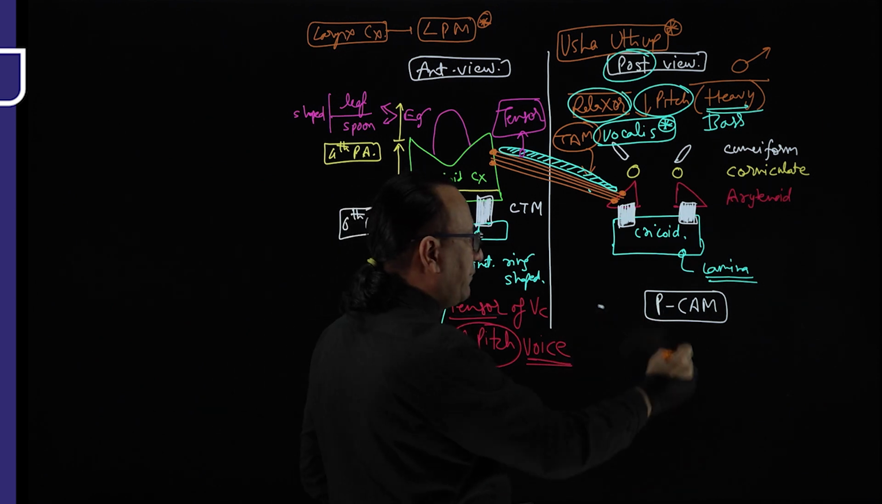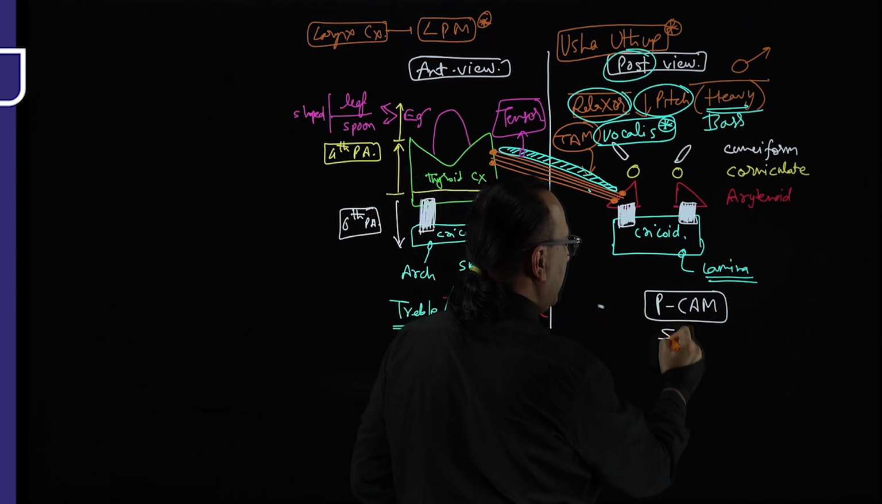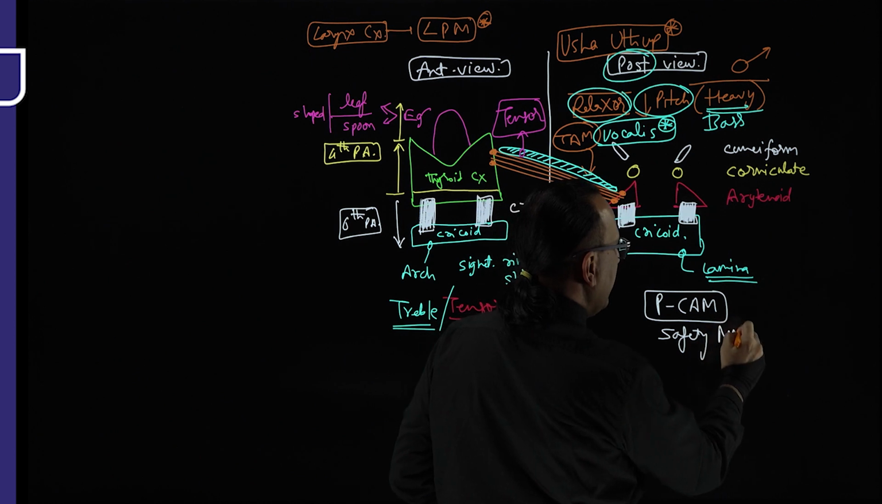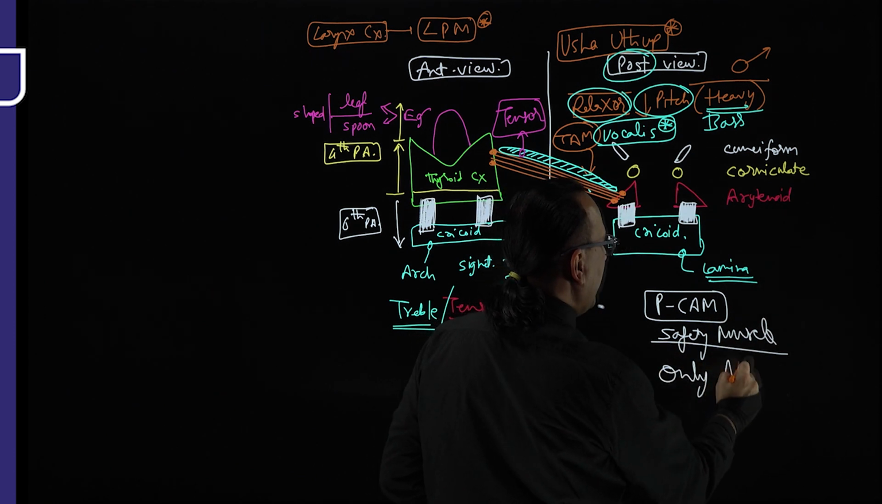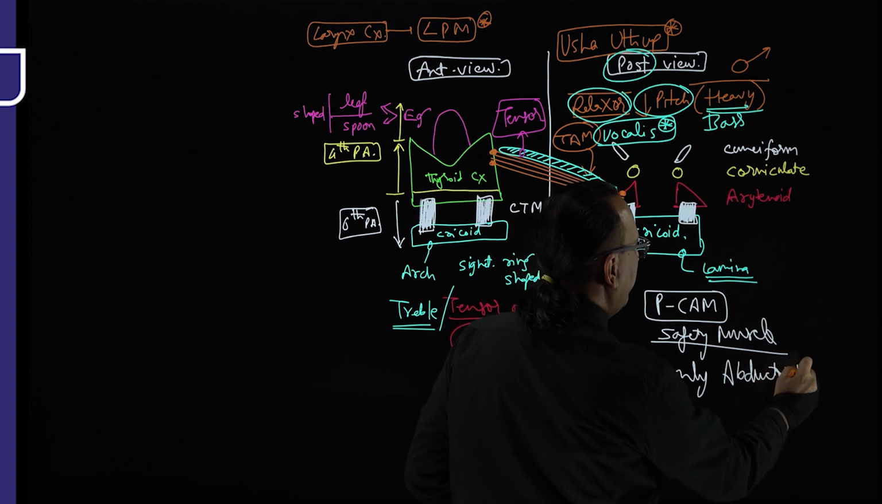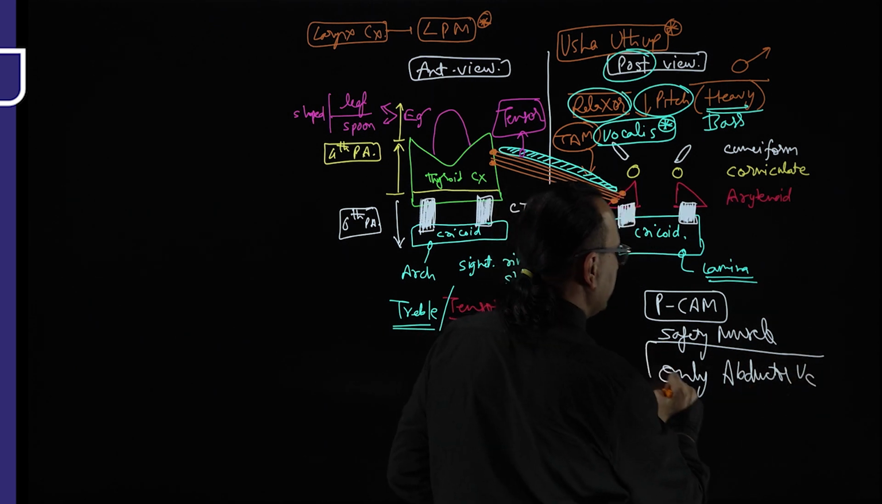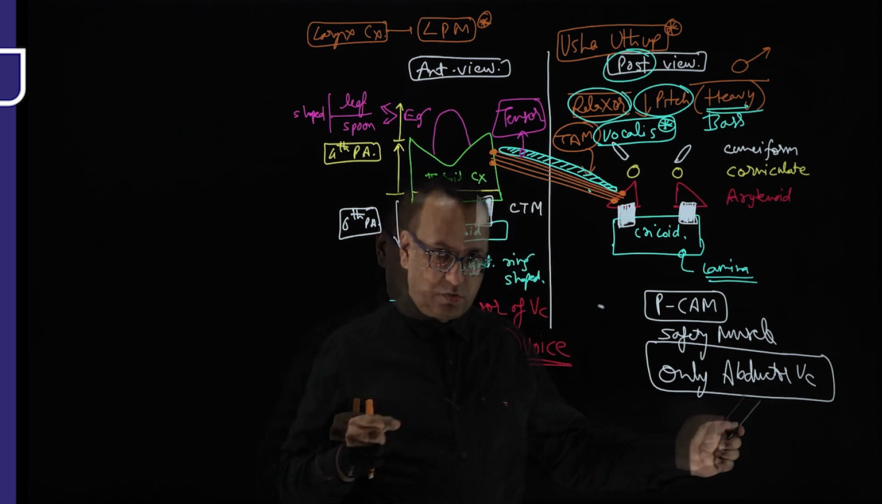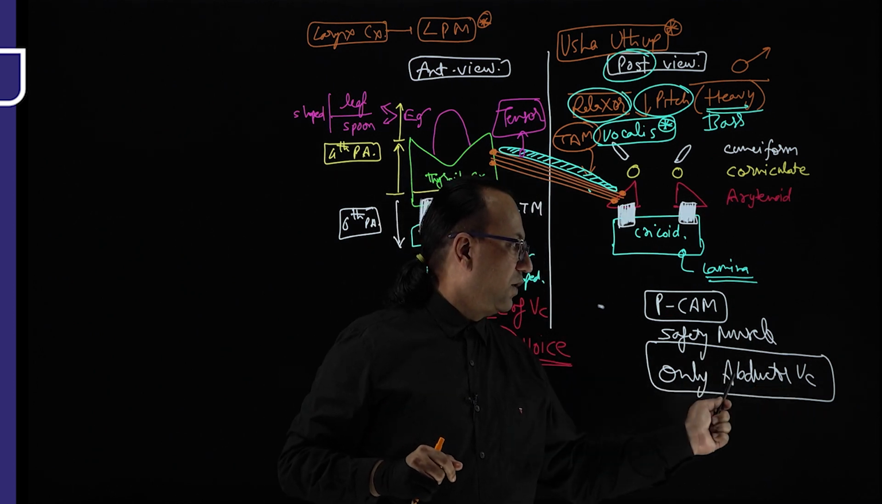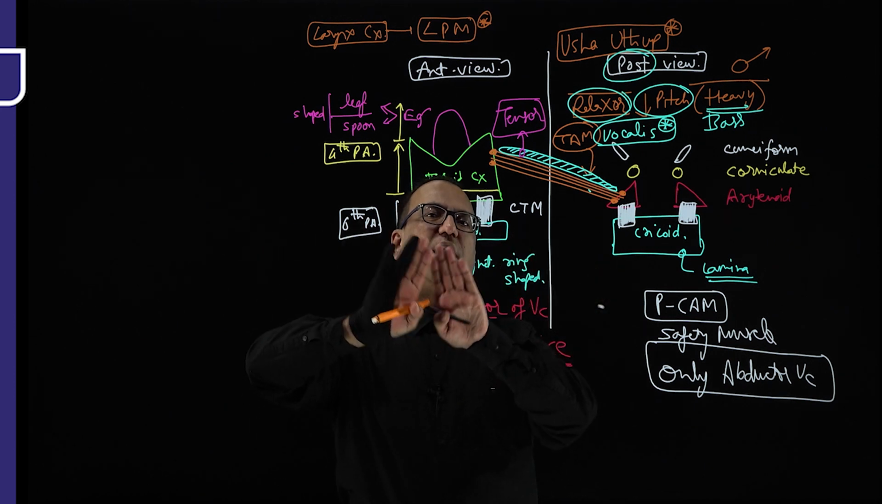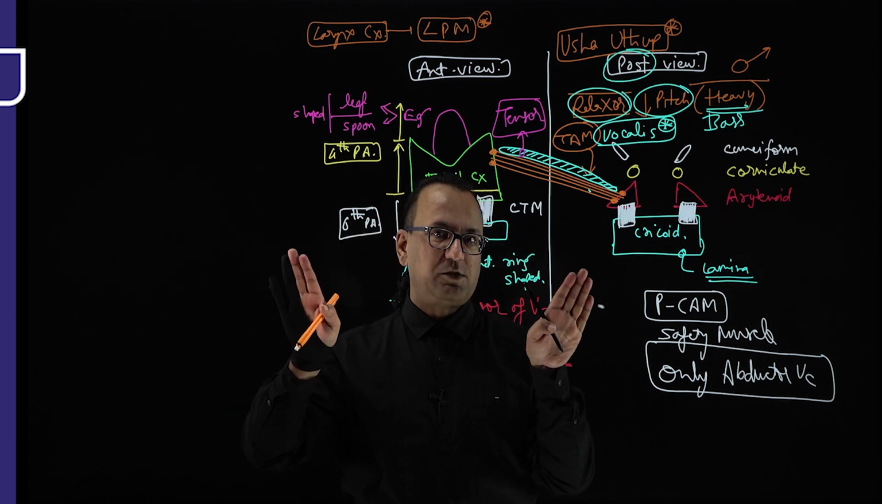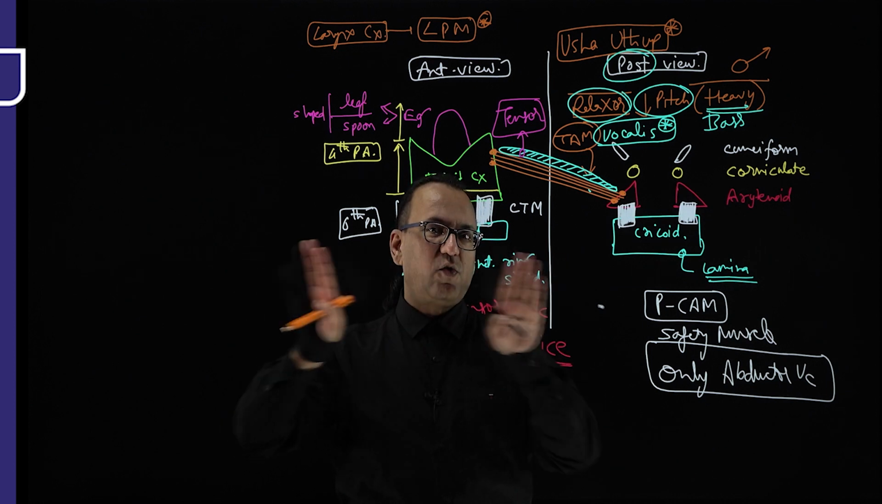Now, why would you say posterior cricoarytenoid muscle is a safety muscle of the larynx? Because this is the only muscle which is going to abduct the vocal cord. Otherwise, most of the larynx muscles are adductors. So, the only abductor of vocal cord, the only muscle which will separate the vocal cord, is posterior cricoarytenoid muscle. Otherwise, most of the larynx muscles, they are adductors. They close the vocal cord.